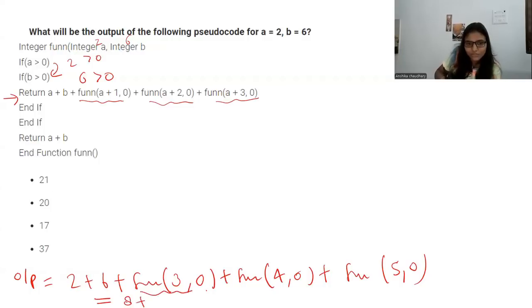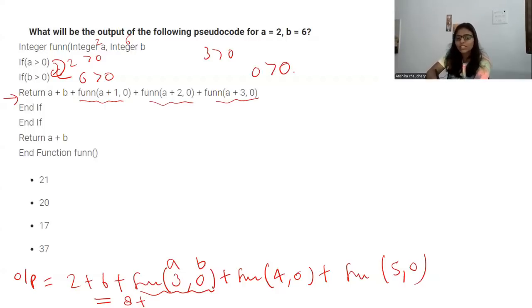Now let's check for this function call. So this function will be called, so a value is 3 now, b value is 0. Okay, let's go here again. So it will be checking if a is greater than 0. So 3 is greater than 0. Yes, the condition is true. We will come here and it will check if b is greater than 0. So b value is 0 only. So 0 is greater than 0. This time the condition is false. So if it is false, we will directly come out of this if part and directly return a plus b. So this function will return a plus b, that means 3 plus 0 will be 3. So 3 will be returned, so this 3 will be added to this.